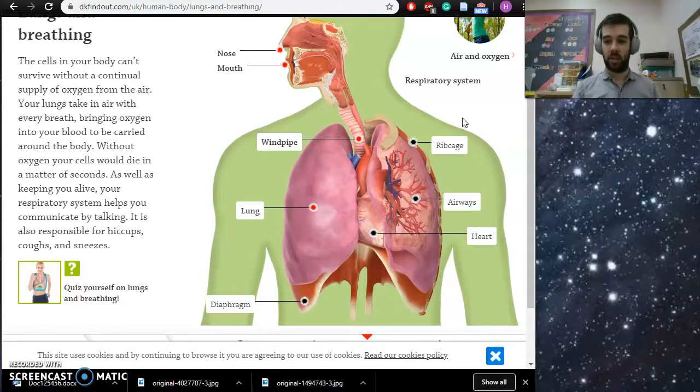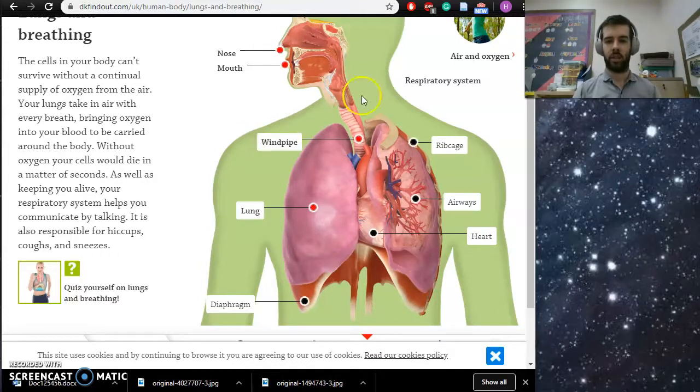What I would like you to do today is draw this system as accurately as possible, making sure that you label the nose, mouth, windpipe, rib cage, airways, heart, lungs, and diaphragm. Remember, diagrams are meant to be accurate. They're meant to be as accurate as you can make them.